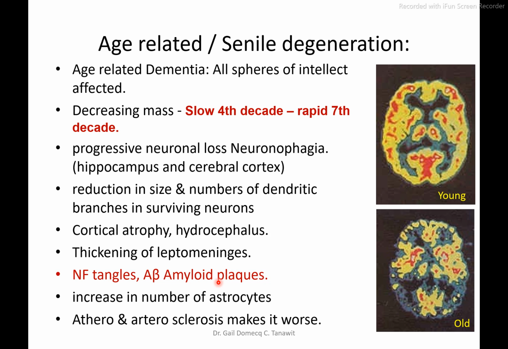Progressive neuronal loss leads into neuronophagia. Okay, so hippocampus and cerebral cortex are affected. There is a reduction in the size and numbers of dendritic branches in surviving neurons, and cortical atrophy. There can be a hydrocephalus that can be appreciated. There will be thickening of the leptomeninges, neurofibrillary tangles, and alpha beta amyloid plaques will also be appreciated. There is an increase in the number of astrocytes, and atherosclerosis would make it worse.